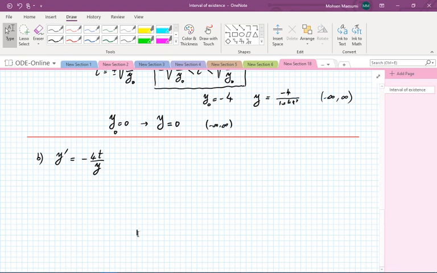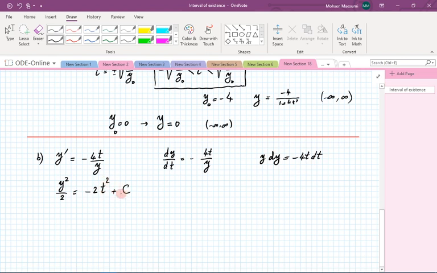So first, dy dt, Leibniz notation, is minus 4t over y. All of these things are done by separation. So y dy is minus 4t dt. This looks a little bit easier than the previous one. It looks like I don't have much to worry about. Antiderivative of this is y squared over 2. Antiderivative of that one is minus 2t squared. Then I have a constant.